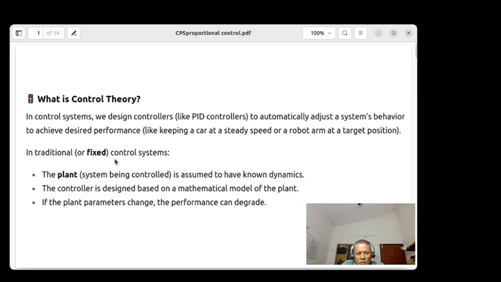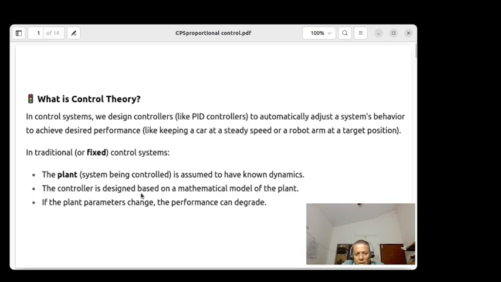A normal control system consists of a plant. Plant means, suppose you want to control the temperature of water in a tank. So the water in the tank is the plant.